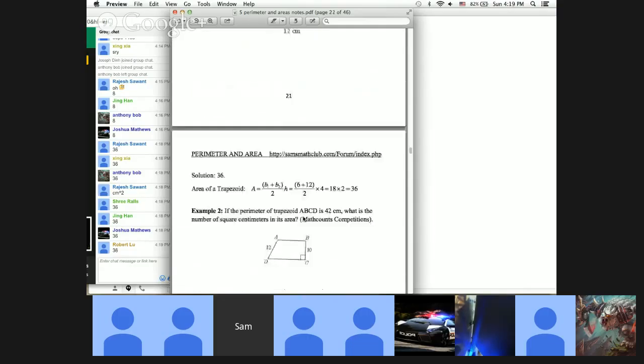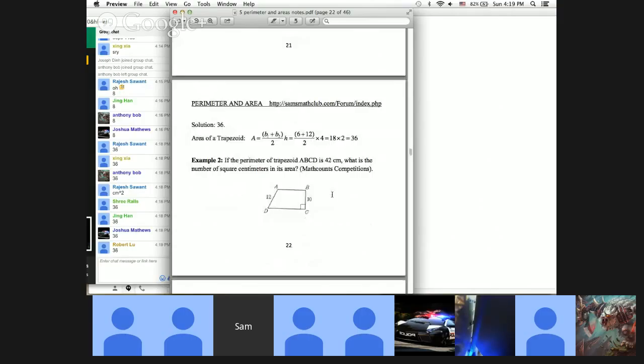Okay, so let's try this one. This one requires a little bit more thinking. If the perimeter of the trapezoid is 42, what is the number of square centimeters in its area?